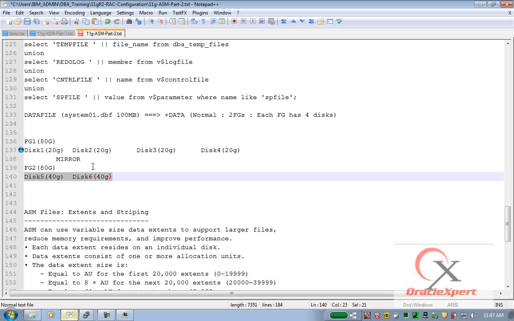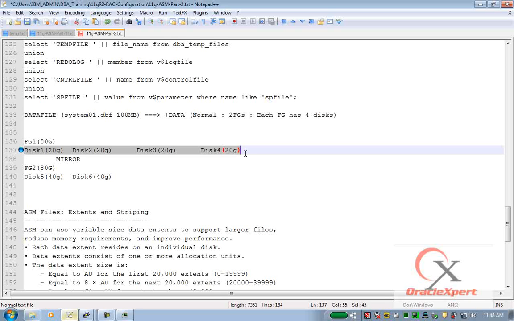So whatever data extents were received in FG1 by 4 disks, those same number of extents would be received by 2 disks in case of FG2. What we expect is redundancy. So there is no disk to disk correspondence. So mirroring is still possible. This is the advantage in ASM which you don't get to see in RAID 1 mirroring. So there is no extra disk space wastage.